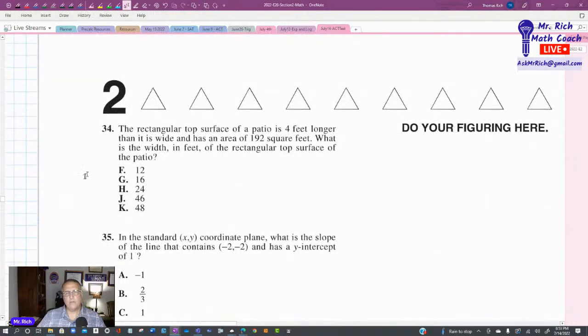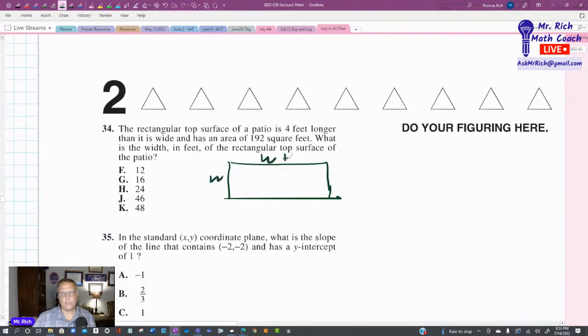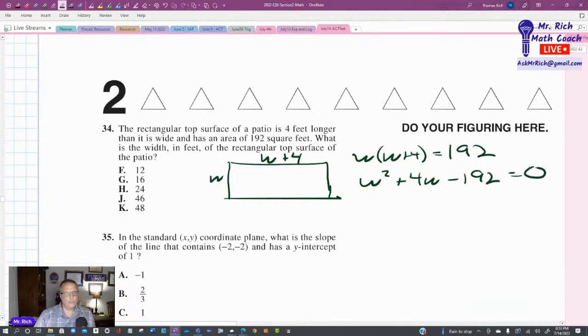Let's go to 34. The rectangular top surface of a patio is 4 feet longer than it is wide and has an area of 192 square feet. All right, so here's the width. This is going to be W plus 4. Okay, and the area is 192. What is the width? So W times W plus 4 must be equal to 192. So W squared plus 4W minus 192 has to be equal to 0. I would solve this by factoring.